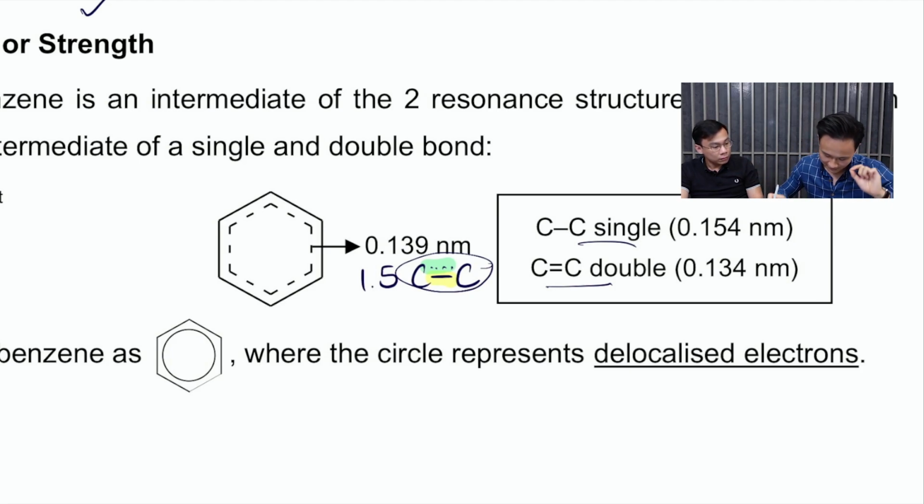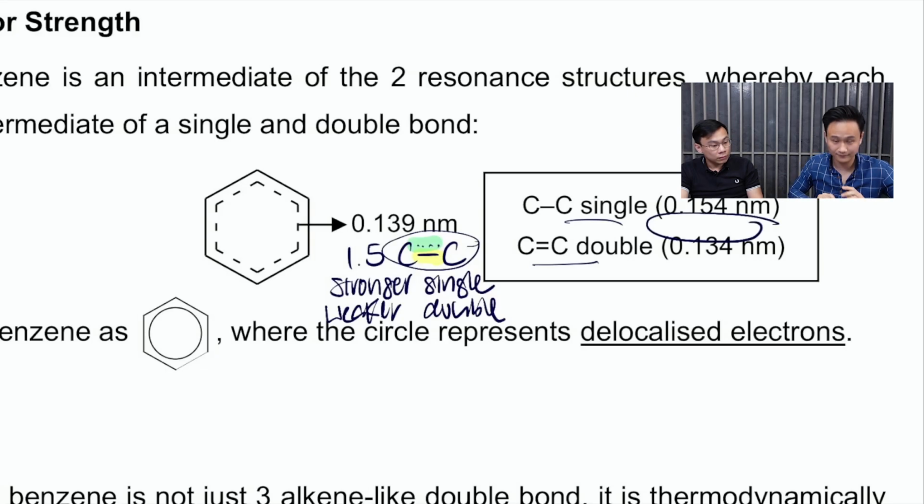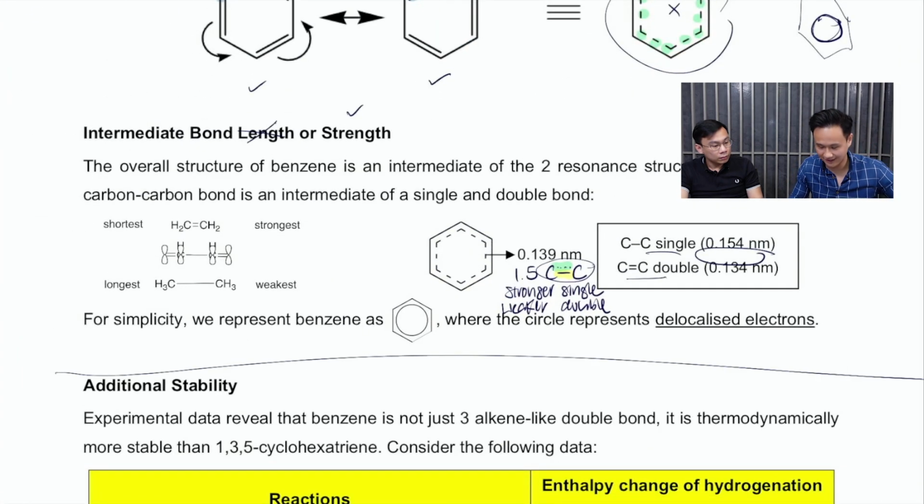So, here's the thing. Follow through with me. This 1.5 bond is stronger than a single bond and weaker than a double bond, which means the bond length should be just in between both of them. And you can go and think about that. It's not difficult, okay, at all. And that's it. We're going to talk about additional stability in a bit. Digest this before we move on to the next part.